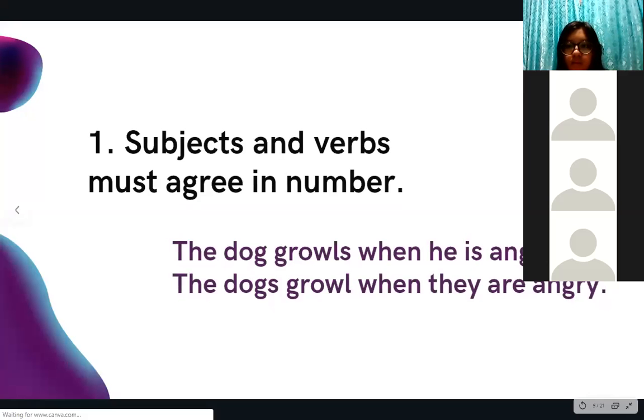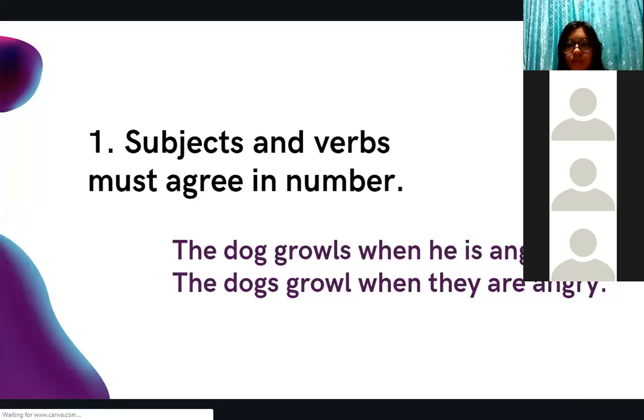The first rule is this: your subjects and verbs must agree in number. Okay? Your subjects and your verbs must agree in number. Let me ask you, how do we form the plural? There are two numbers of nouns and verbs. We have plural and singular, or singular and plural. How do we form the plural form of a noun?